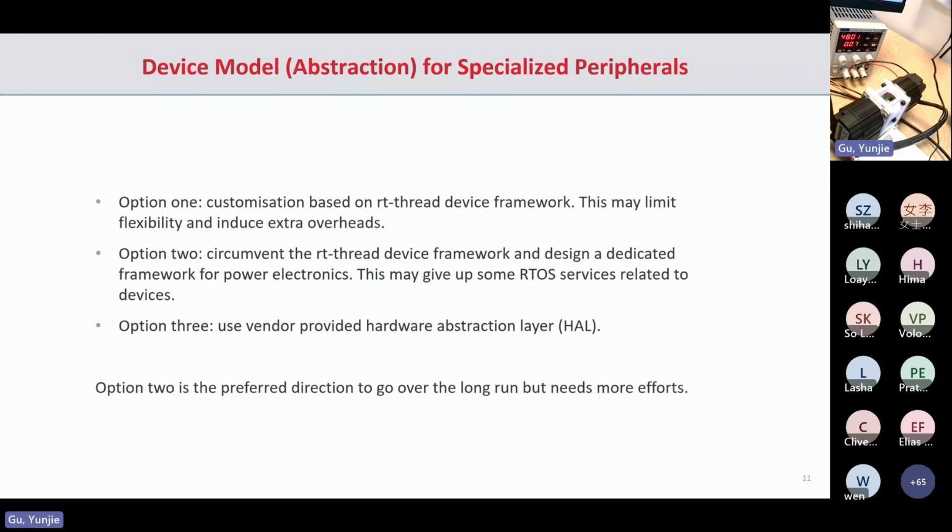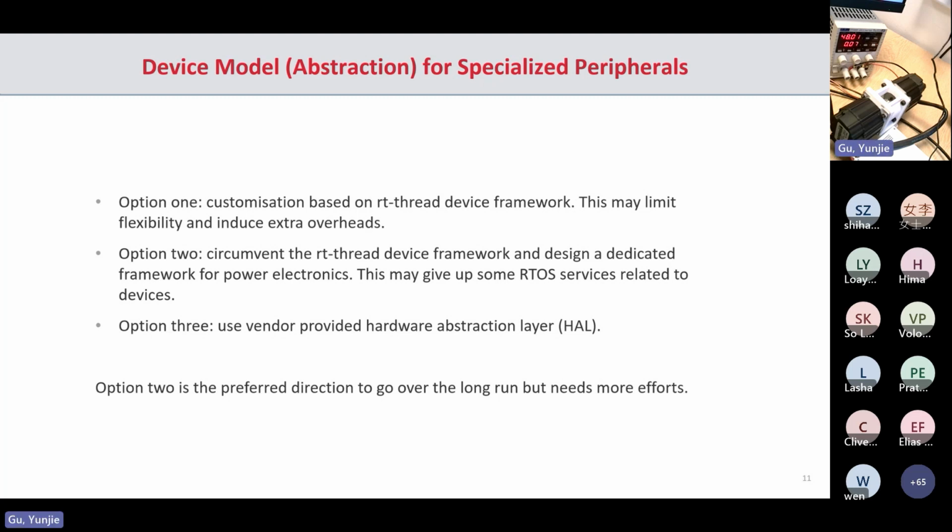For these kinds of devices, how do you define device models to be a good abstraction of the device, so that people do not have to consider too much about the hardware details, and can use some high-level APIs to control these devices? We need some sort of abstraction or model, and the question is how we do that. There are 3 options. The first is based on the RTOS device framework, which is great.